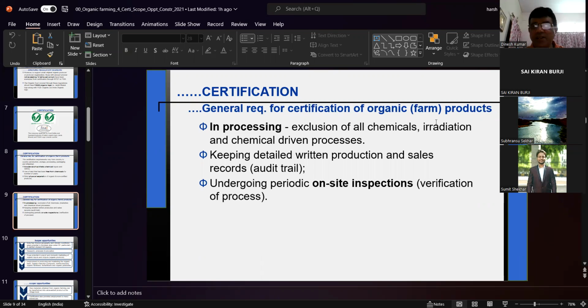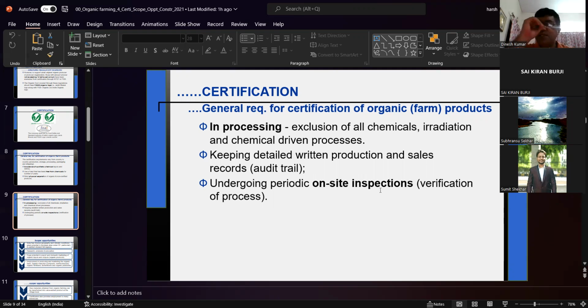So certain kind of radiation is applied to the food that can kill certain germs, and it is considered that it will not leave any chemical residue, but many people are skeptical even about irradiated food. But in organic farming, irradiation is not permitted under processing and chemical-driven processes. Keeping detailed written production and sales records, these are general guidelines.